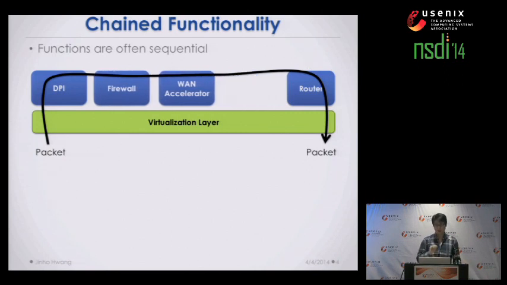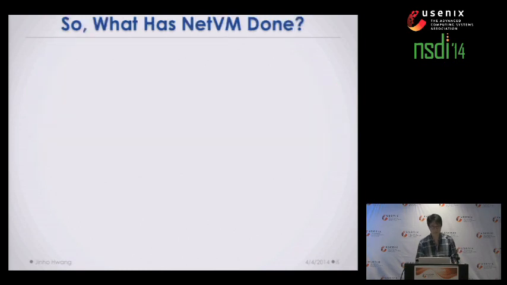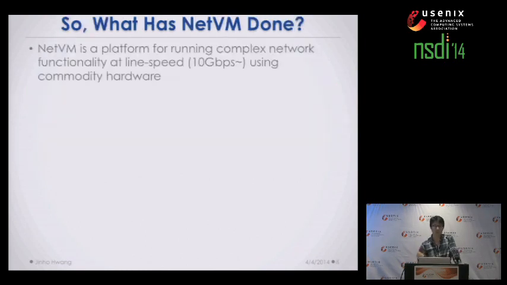Also, we can deploy network functions in a dynamic way. If we need more functions, you can just deploy them and hook them up with the other functions in the packet processing chain. So it gives us a lot of opportunities. But still, the problem is that we cannot achieve performance as good as existing systems. So in this case, we have to overcome high-speed inter-VM communication to deliver the packets among the different functions, right? With all these 3 challenges, what NetVM has done: NetVM is a platform for running complex network functionality at line speed. We target 10 gigabits per second at the beginning, using commodity hardware.